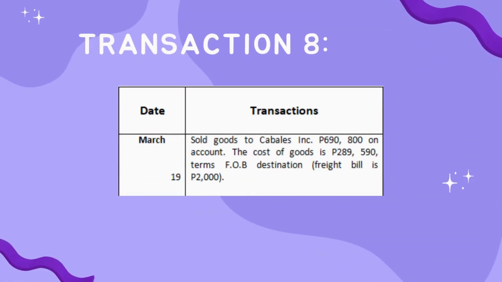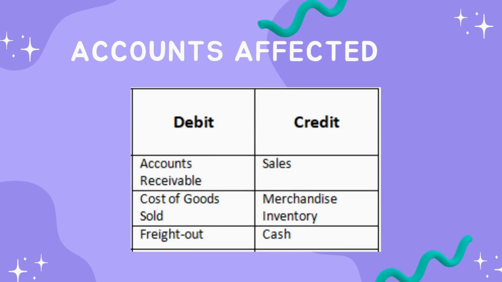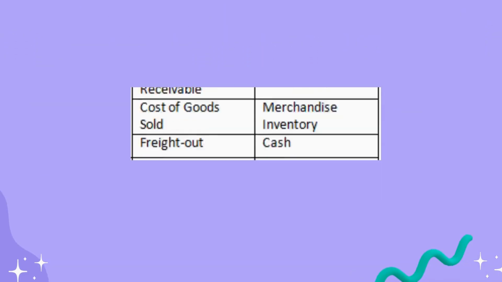Transaction 8, March 19. Sold goods to Cavales Incorporated, 690,800 on account. The cost of goods sold is 289,590. Terms: free on board, freight bills is 2,000. The accounts affected in debit are accounts receivable, cost of goods sold, and freight out. And the accounts affected in credit are sales, merchandise inventory, and lastly, cash.